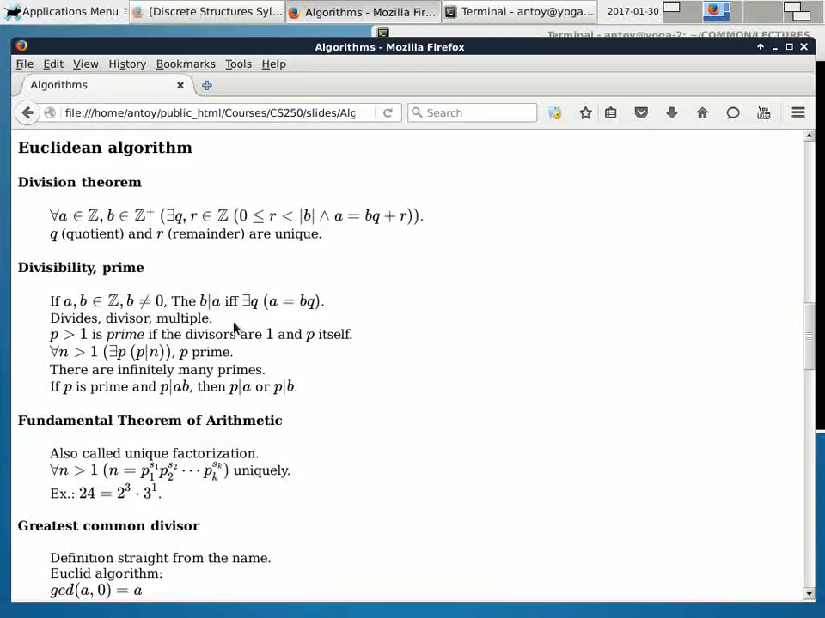So if you have a number greater than 1, there exists a prime number that divides it. All right? Euclid was studying these things and stated some of these facts some 2,500 years ago or more. There are infinitely many primes.